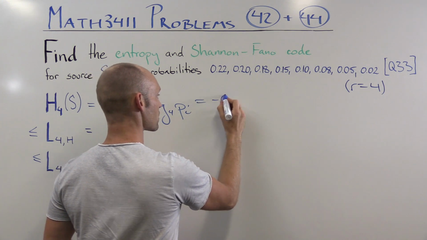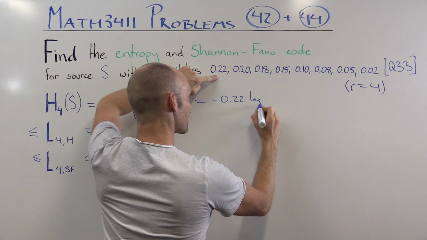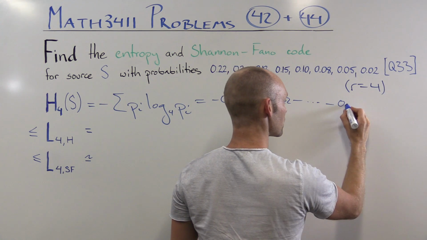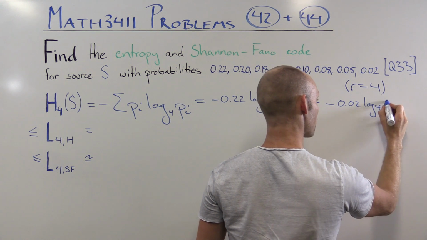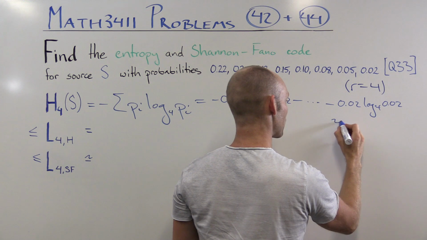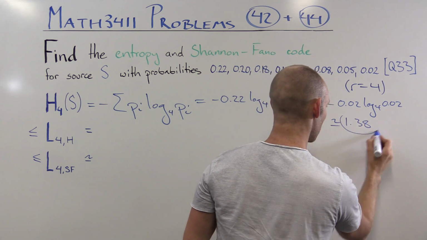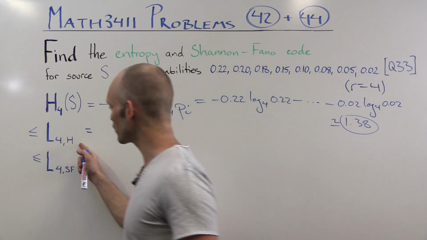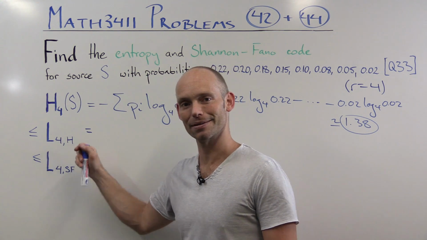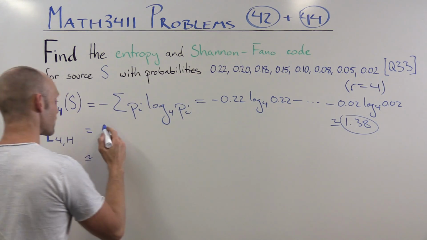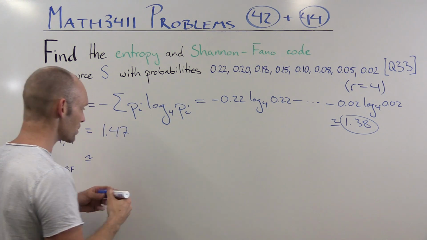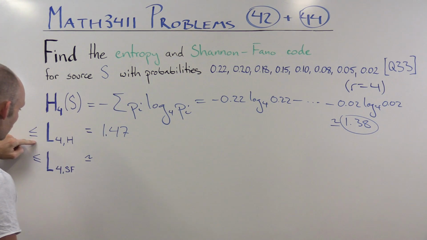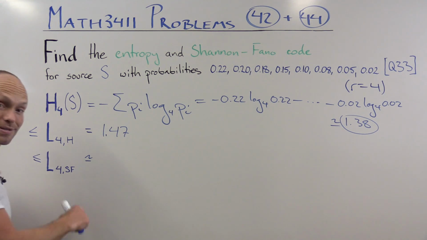So we have that it's minus 0.22 times the logarithm, base 4 of 0.22, and then a whole lot of terms, ending up with the last term, 0.02 times the logarithm, base 4 of 0.02, and this is roughly around 1.38. So that's the entropy. Now, the average code word length of the Huffman code that we found in question 33 was exactly equal to 1.47. And you can see that this number here is bigger than 1.38, which is as we want it to be. We want this number to be less than or equal to this number, which is hopefully less than or equal to this number as well.